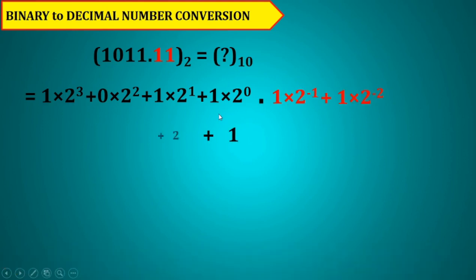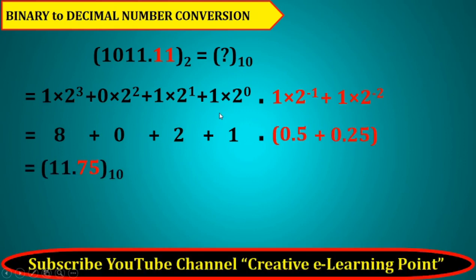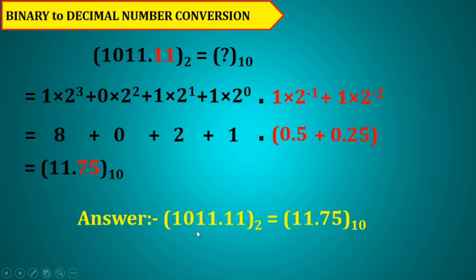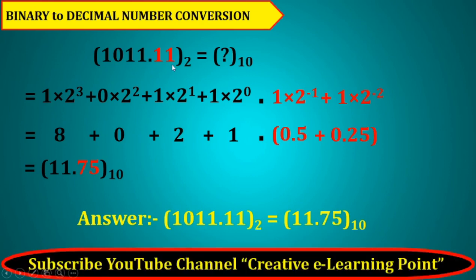So after calculation, we get the final value for this addition as 11.75. So the corresponding decimal number for 1011.11 is 11.75.